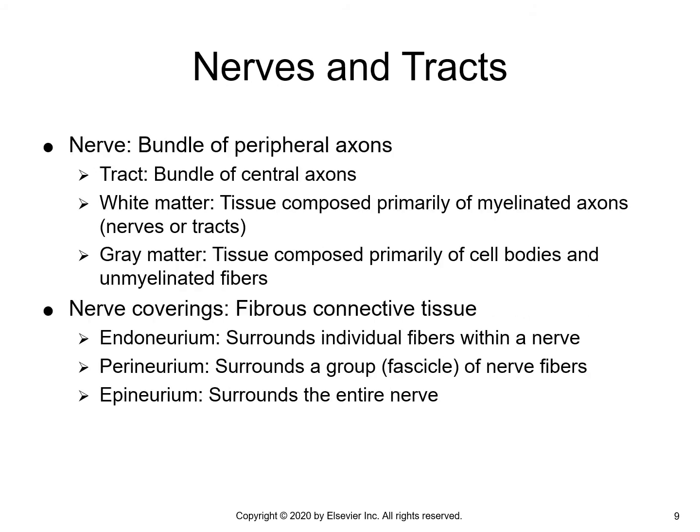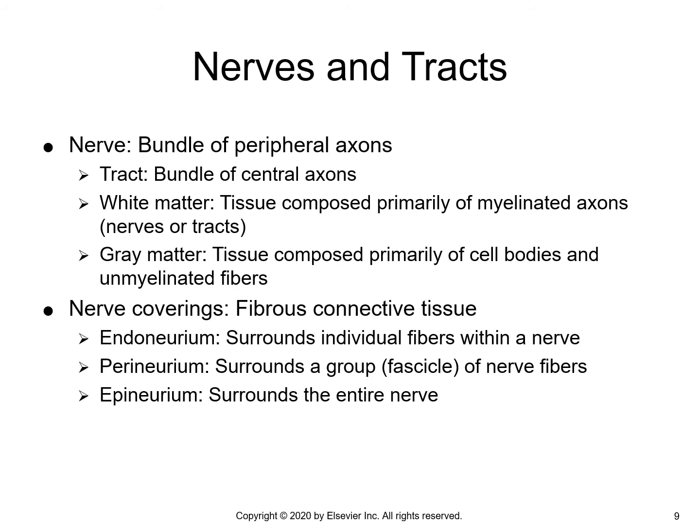Nerves and tracts. Nerves are bundles of peripheral axons. We've got tracts, which are bundles of central axons. We have white matter of the brain, which is tissue composed primarily of myelinated axons, nerves or tracts. We have gray matter in the brain, which is tissue composed primarily of cell bodies and unmyelinated fibers. So those fibers are not protected by a myelin sheath.